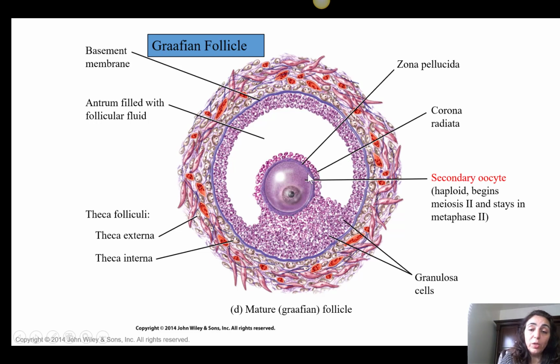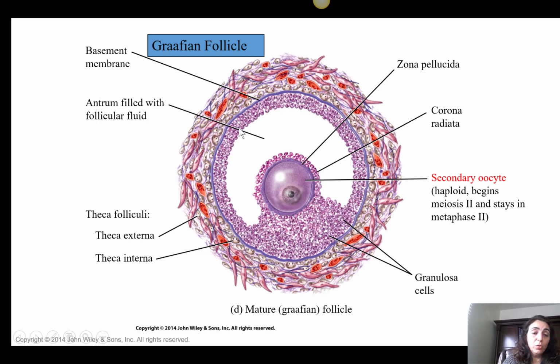You see the oocyte, but now it is a secondary oocyte, meaning that it is haploid. It has finished the first meiosis, has started the second meiosis, and now it has a pause in metaphase 2, right? It remains in this phase until ovulation, until it gets out of the ovary. As you see, it has the zona pellucida around it, and around that one layer of granulosa cells, which all together is called the corona radiata. And you see it has a big antrum all around.